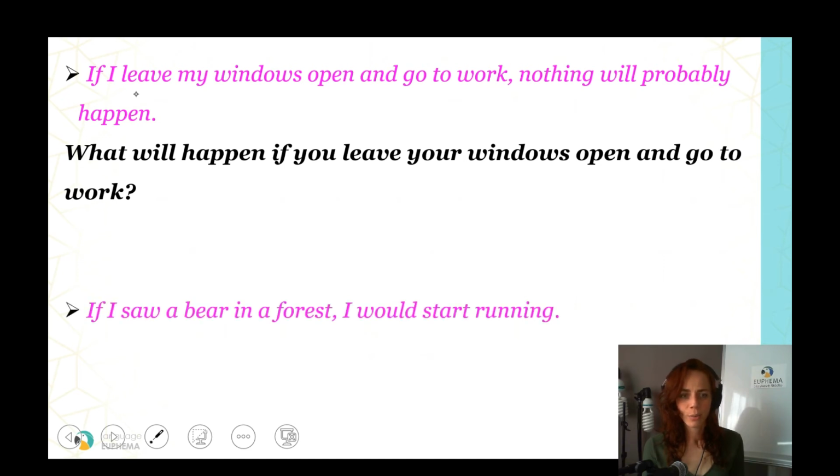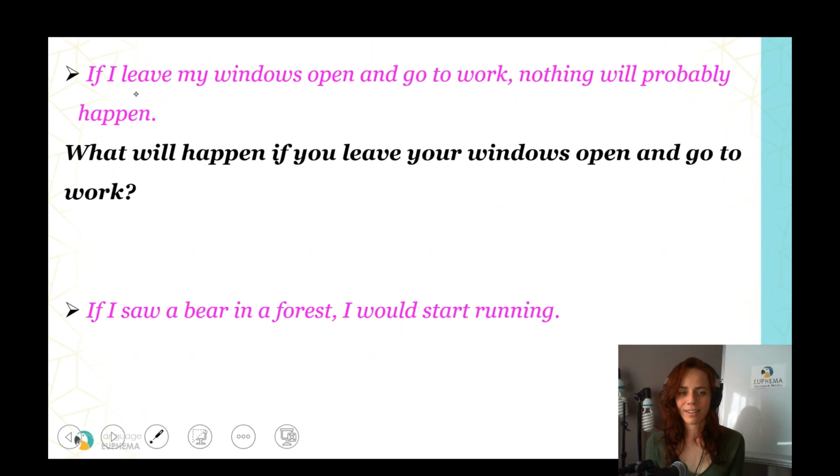Okay, let's go on. If I saw a bear in a forest, I would start running. So this is my personal statement, and I think this is true for me. If I saw a bear in a forest, I would start running. First of all, tell me which conditional. Is it first or second? Yes, it is second, because saw after if, that's past simple of see, right? If I saw a bear in a forest, I would start running. Would and infinitive. So second conditional, clearly.